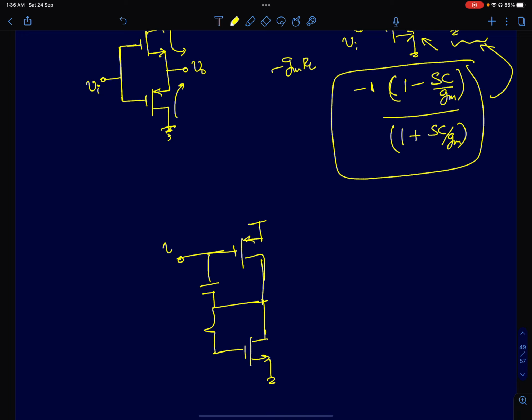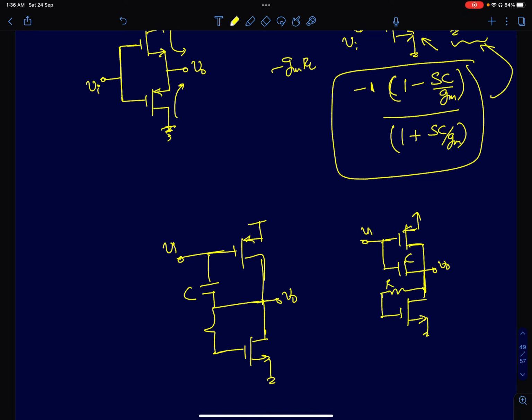And input VI is applied here and V0 is taken out here. So I can just redraw the circuit in a similar way. You have a Miller capacitance actually connected between input and output, VI and V0. And similarly, I can just reduce the load to an NMOS and a resistor this way. Okay, and the looking down impedance will be just 1 by GM. So I can replace this guy with an equivalent AC resistance of 1 by GM.